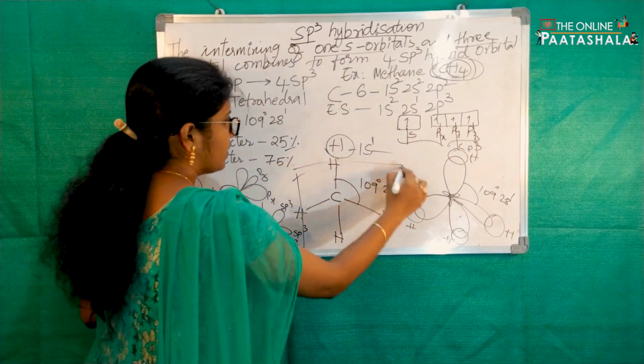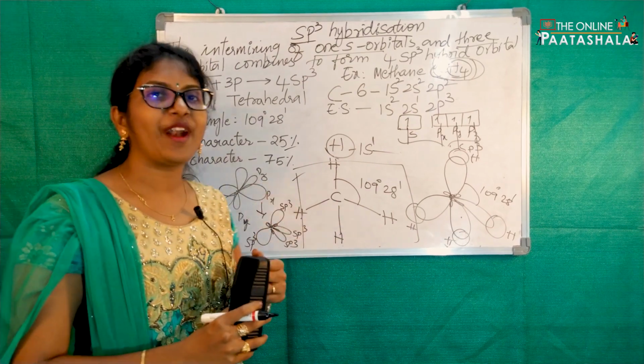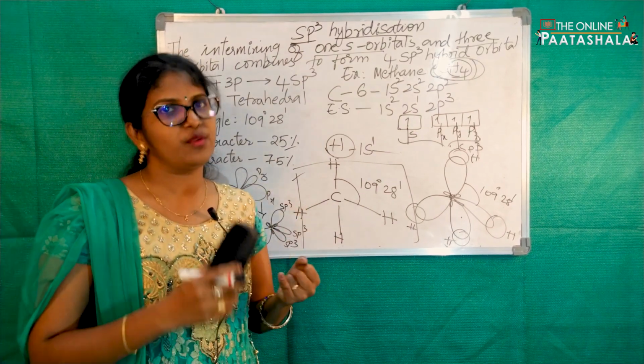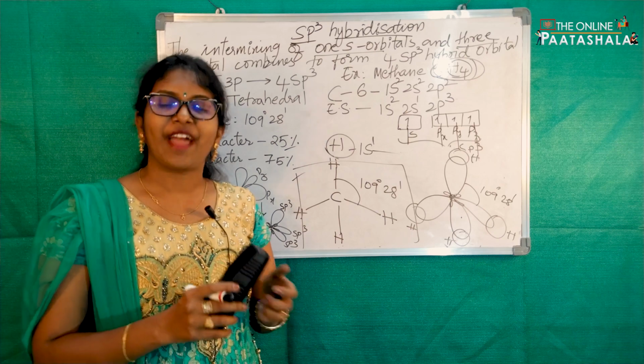This is the shape. Okay, I hope you understand this sp, sp2, sp3 hybridizations.